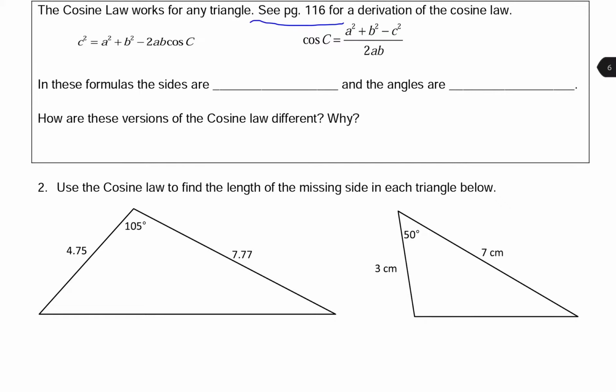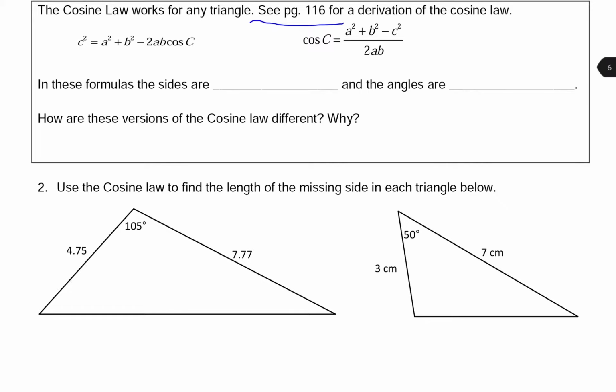There are two versions of the cosine law in front of you. c squared equals a squared plus b squared minus 2ab cos capital C. Or if you rearrange it, you get that cosine C is equal to a squared plus b squared minus c squared, over 2ab. These are two different versions of the cosine law.